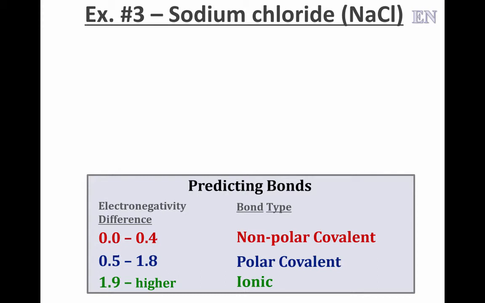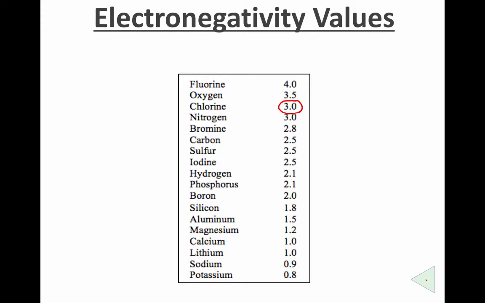In our third example, we're going to consider what happens when sodium bonds to chlorine. Sodium has its 1 valence electron, while chlorine has 7. Both of these need to do something to meet the octet rule. One way to predict what happens is to look at the difference in their electronegativities. Again, chlorine's electronegativity is 3, while sodium has an electronegativity of 0.9.